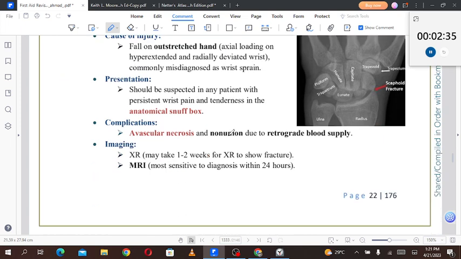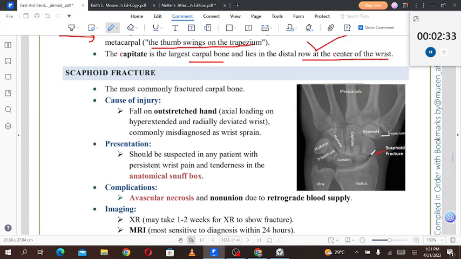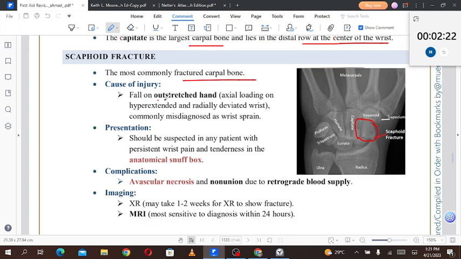Then we have scaphoid fracture. So where is scaphoid? Scaphoid is present somewhere over here. This bone is a scaphoid bone. So the most commonly fractured carpal bone is the scaphoid. Cause of injury: fall on the outstretched hand.